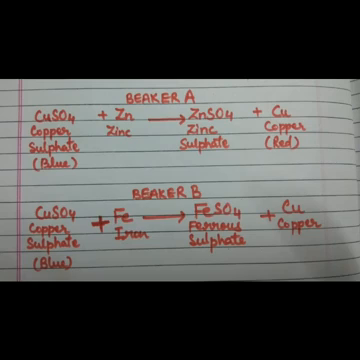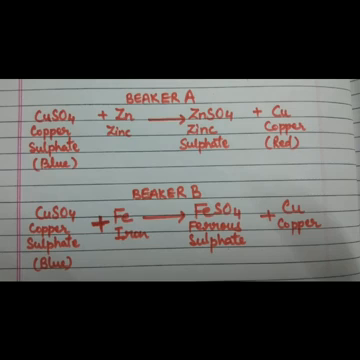In beaker A, as you can see, zinc replaces copper from the copper sulfate solution to form zinc sulfate, and the deposition of red mass of copper takes place at the bottom of the beaker. In beaker B, iron replaces copper from the copper sulfate to form ferrous sulfate, which is green in color, with the deposition of copper on the iron nails.